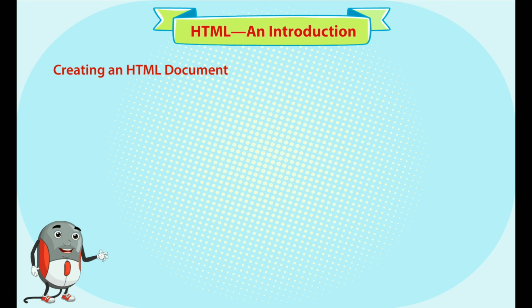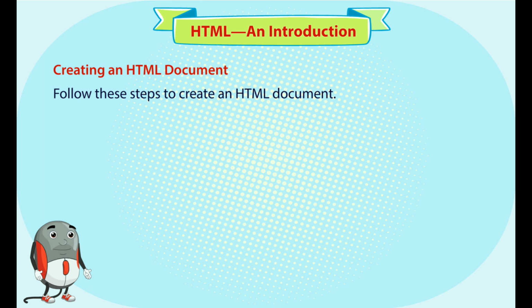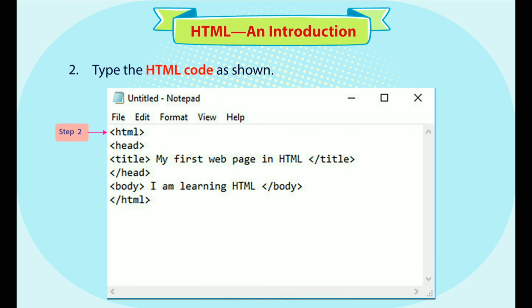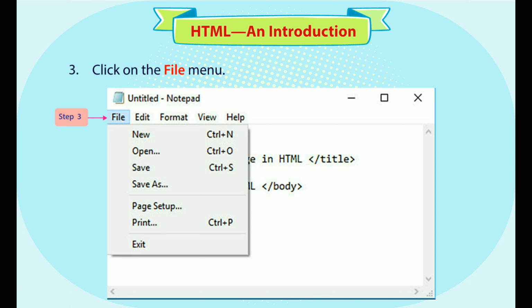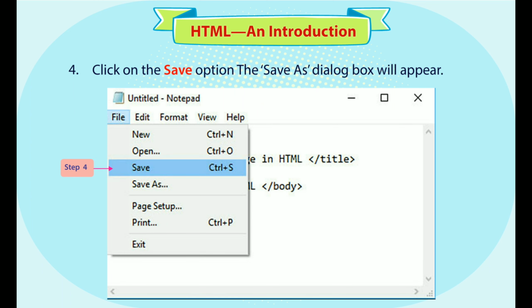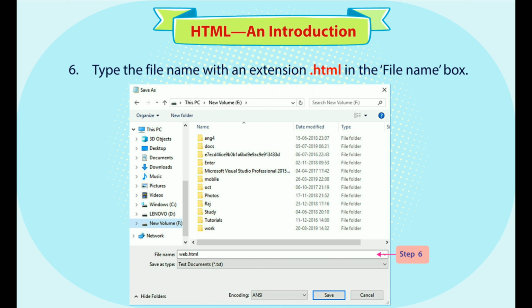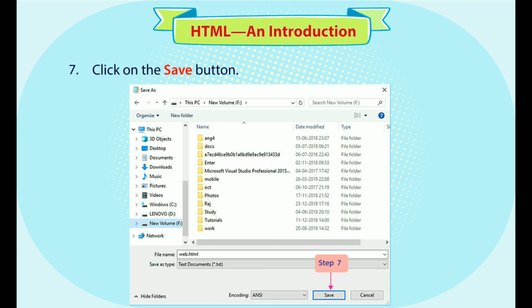Creating an HTML document. Follow these steps to create an HTML document. Open Notepad. A Notepad window will appear. Type the HTML code as shown. Click on the File menu. Click on the Save option. The Save As dialog box will appear. Select the location where the file needs to be saved. Type the file name with an extension .html in the file name box. Click on the Save button.